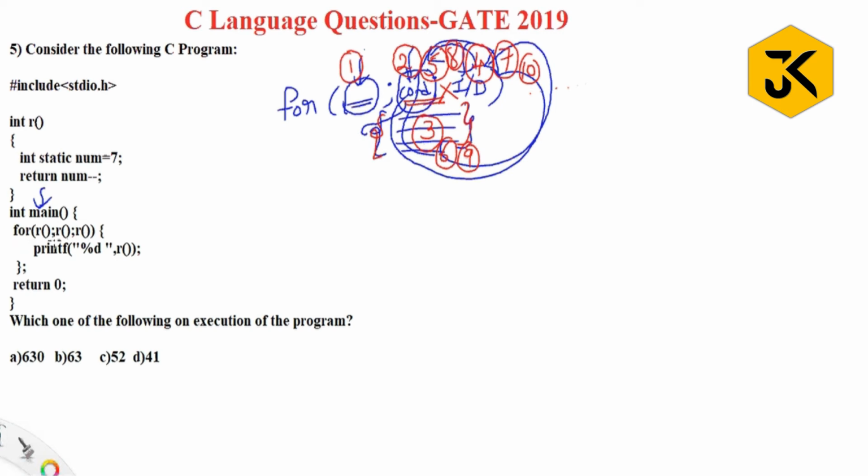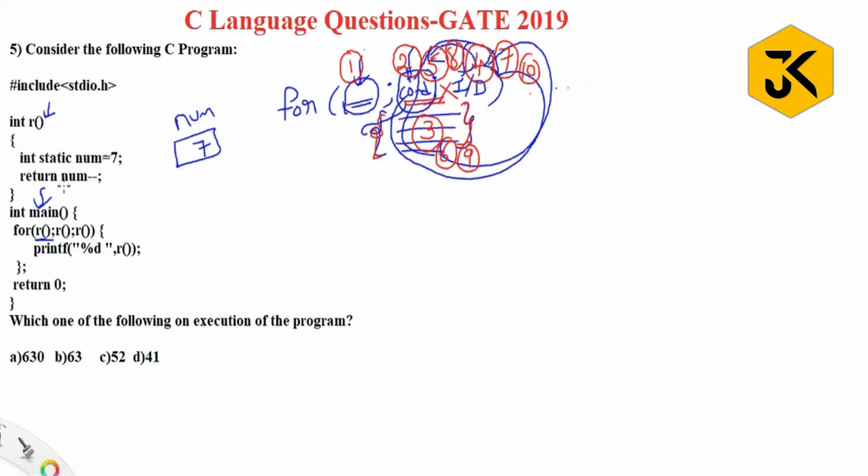Here they have given one for loop, and in the initialization statement they have called one function, the R function. So my control moves to the R function, and here they have declared one static variable, num. The value is 7. Being static, the variable num keeps its value for the lifetime of the program.